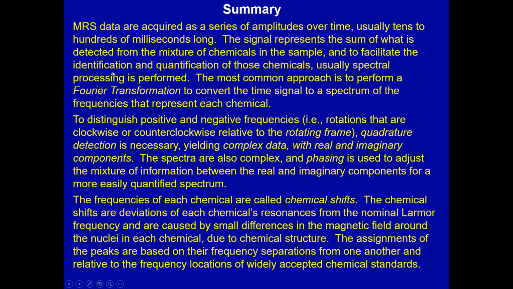And to help facilitate the identification of these chemicals, we usually use spectral processing. There is actually some time domain processing, but that's separate. The spectral processing is a more common approach. And the most common approach of the spectral processing methods is Fourier transformation. Fourier transformation converts the time signal to a spectrum of frequencies that represent each chemical. So generally, the general thing to remember about a Fourier transform is it'll take whatever your x-axis is for your original signal, and it will give you something called a spectrum that is the inverse of that. So if we have seconds on our x-axis, we have 1 over seconds on our transformed axis. Remember, 1 over seconds is hertz.